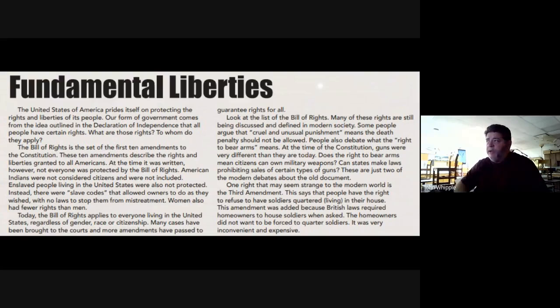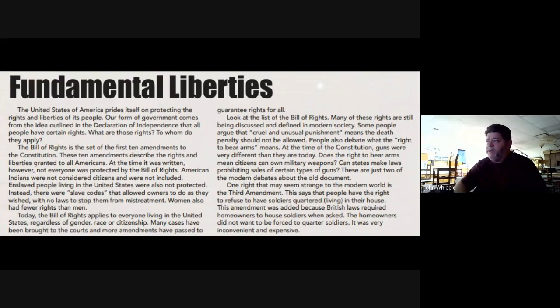Some people argue that cruel and unusual punishment means the death penalty should not be allowed. People also debate what the right to bear arms means. At the time of the Constitution, guns were very different than they are today. Does the right to bear arms mean citizens can own military weapons? Can states make laws prohibiting sales of certain types of guns? These are just two of the modern debates about the old document.